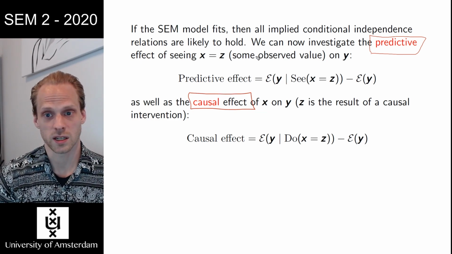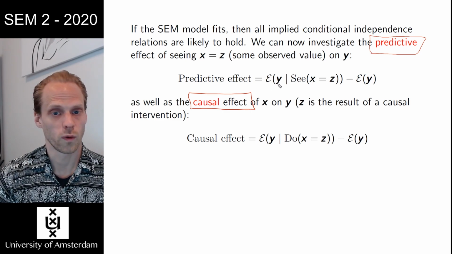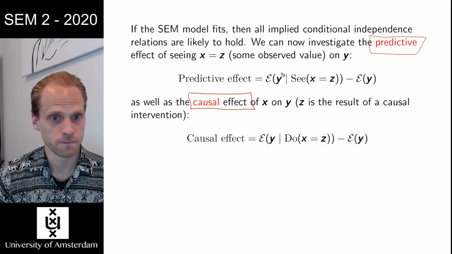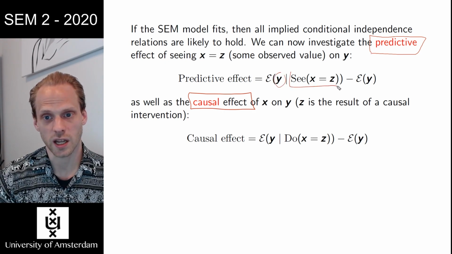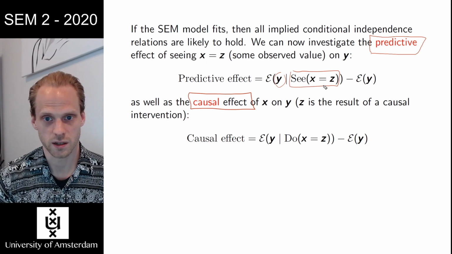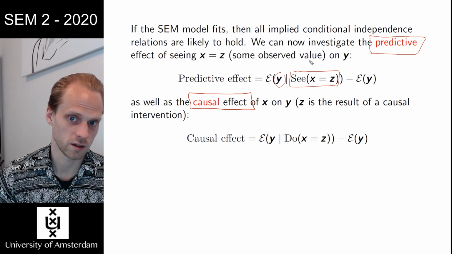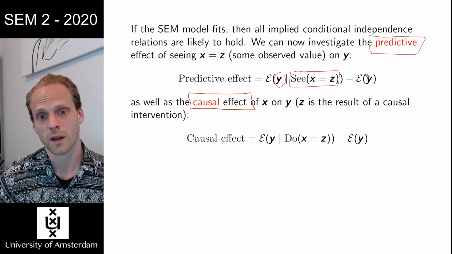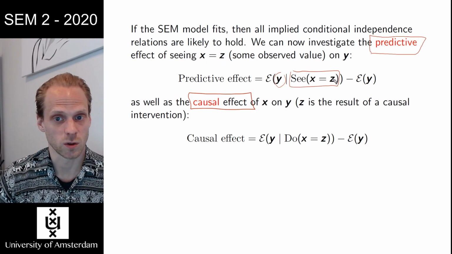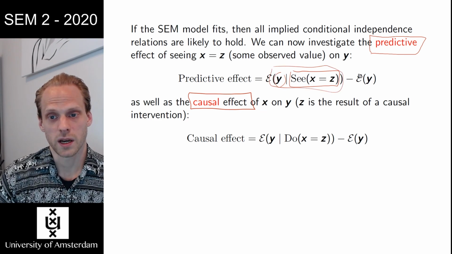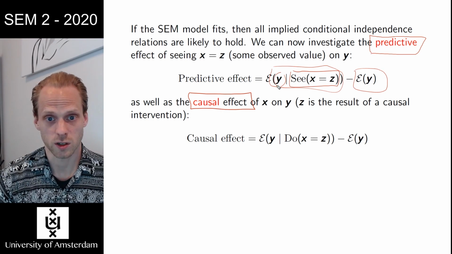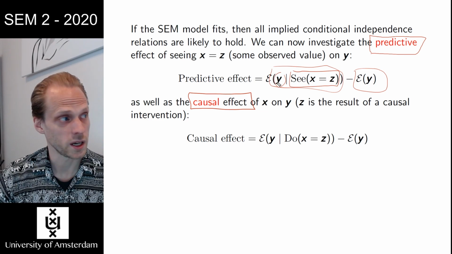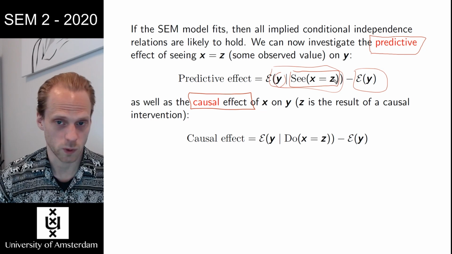So the predictive effect is the expected value of y, let's say like some outcome variable, right? It could be in a set of variables as well, could be multivariate. The expected value of y after we see that x takes some value, and let's call that value z. Right, a bit of a weird notation here, but x is a random variable here, but z is some observed outcome. So after we see that x takes some value, the expected value minus its expected value without conditioning. So how much more do we predict?